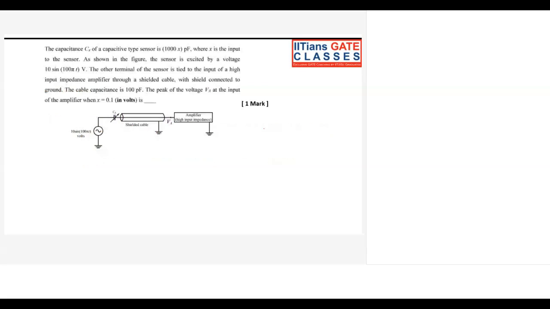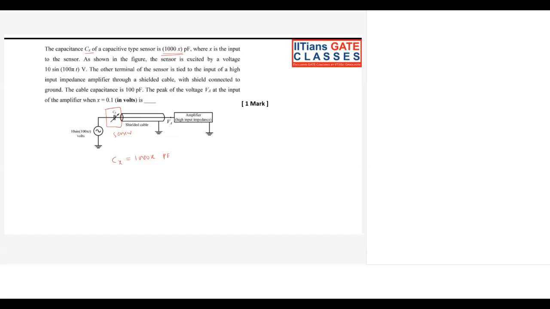Here if you see, the capacitive sensor is going to be my sensor, and here some sort of signal conditioning circuit is there. In the signal conditioning circuit of any capacitive sensor, we used to have a Wheatstone bridge and an amplifier as well, right? So let's attend the question. The capacitance Cx of a capacitive type sensor is 1000x picofarad. This capacitance they have given as Cx is 1000x picofarad.